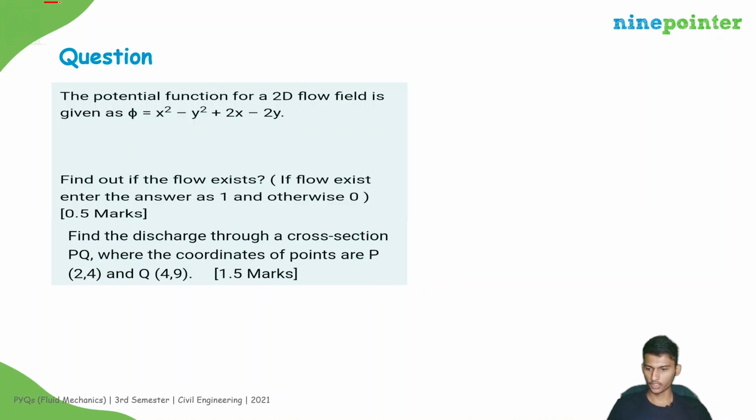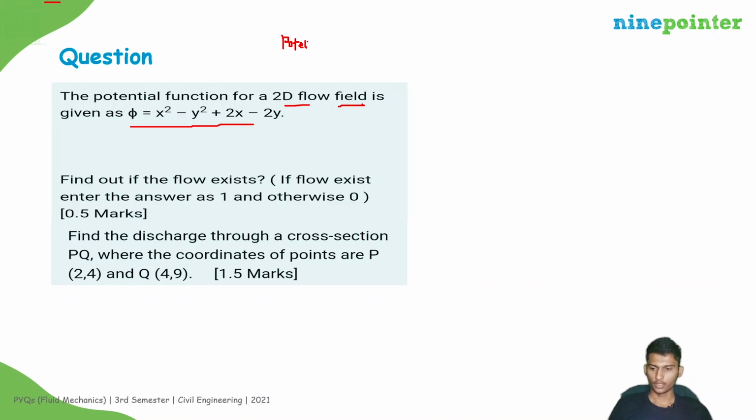The potential function for a 2D flow field is given as phi equals x square minus y square plus 2x minus 2y. Find out if the flow exists. First, let us discuss what a potential function is.